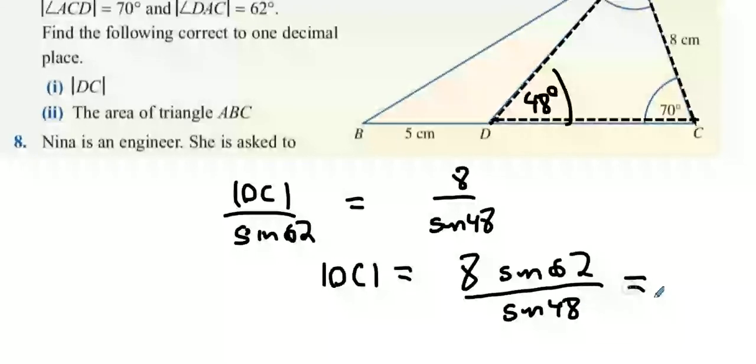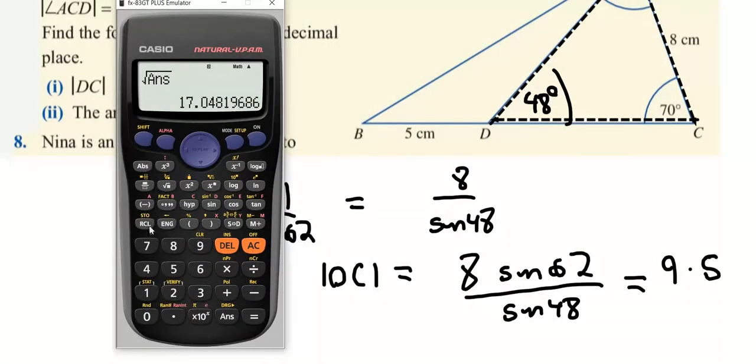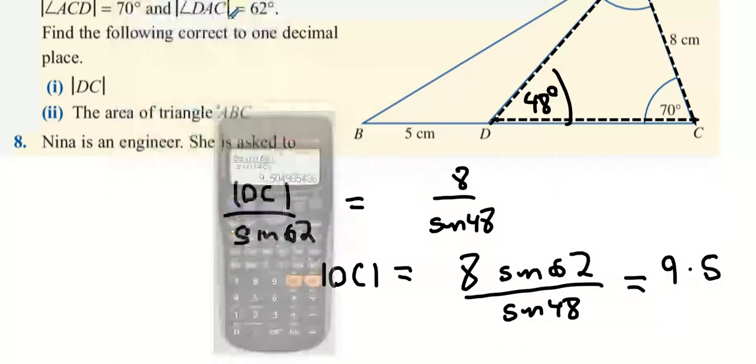Anybody get the answer? 9.5? Okay. Since there's a bit of uncertainty, we're going to obviously have to do it out, aren't we? Okay, and we get 9.5 as you said. Okay, no bother.